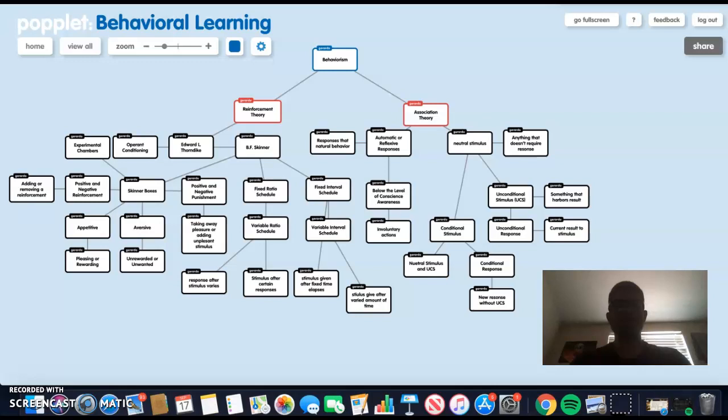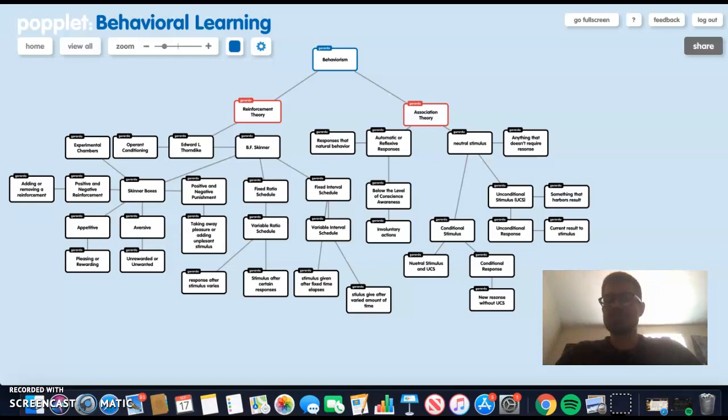So we're going to be going into behaviorism, which can be split into two different theories. The first one I'm going to go into is association theory. Association theory is based on very different characteristics. It really talks about automatic or reflexive responses. So that being said, it's basically a stimulus that is given. It's the natural response that is already the natural behavior of the subject, whether it's an animal or a person. It's their natural response to a certain stimulus.